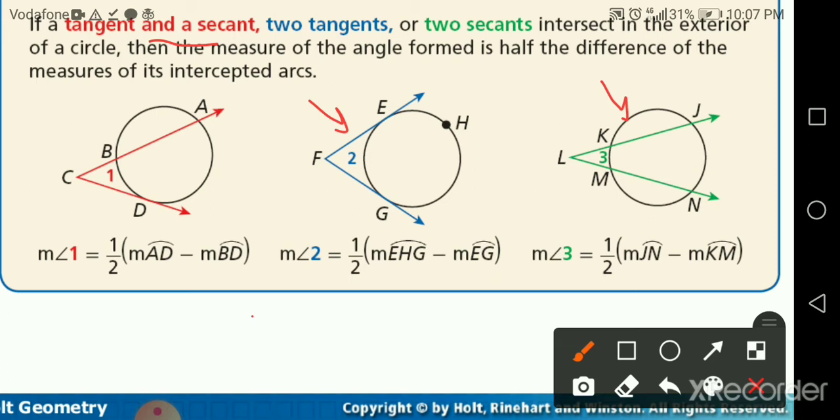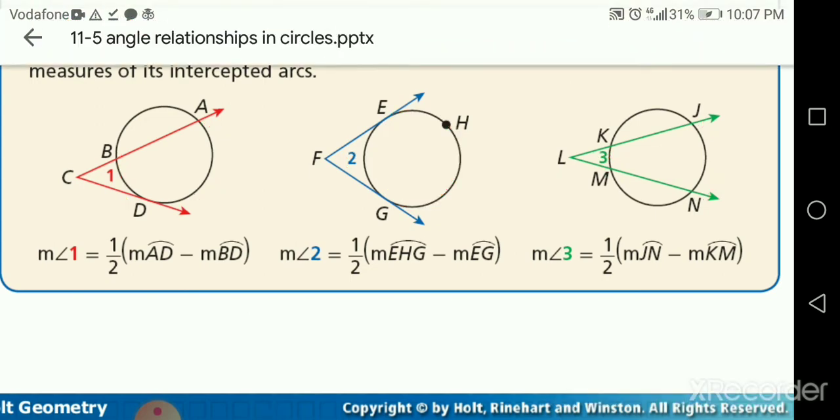So now, external difference, and what about the internal? Internal sum, external difference. So I'm going to say here I have arc AD minus arc BD. Measure of angle 2 is half of what? Half of arc EFG minus arc EG. What about this one, angle 3? Arc JN minus arc KM. Okay, easy, I think it is.